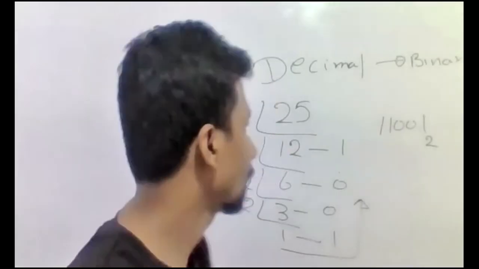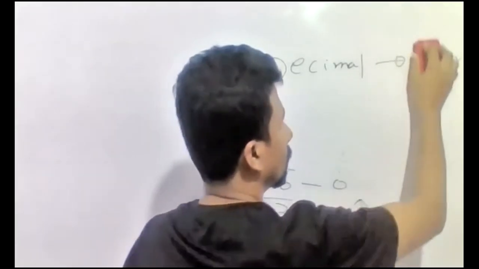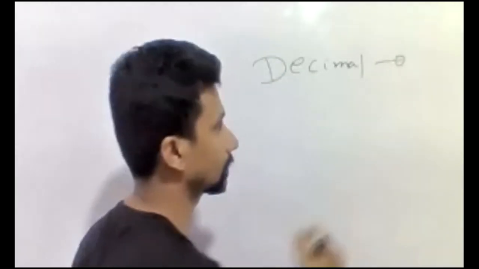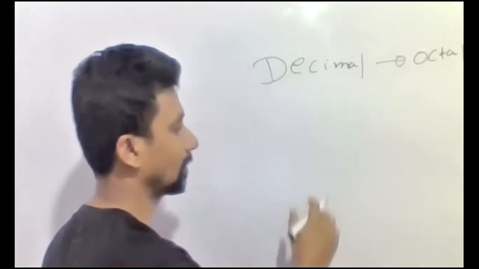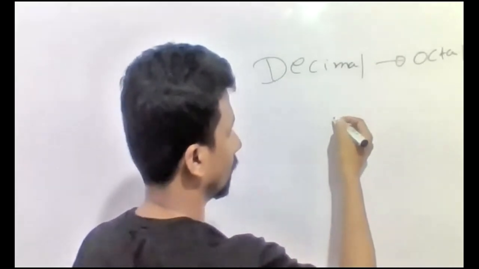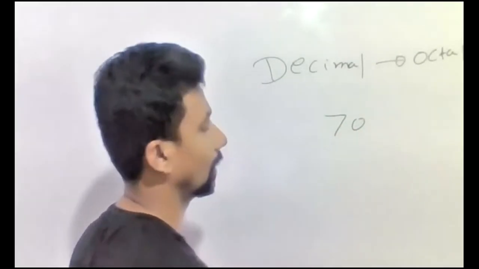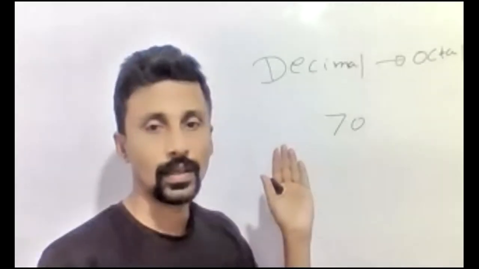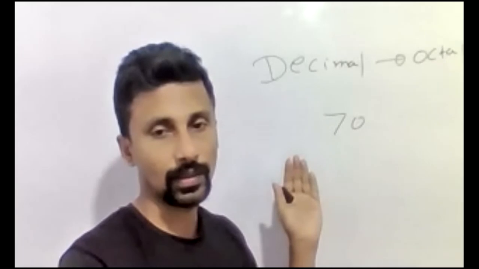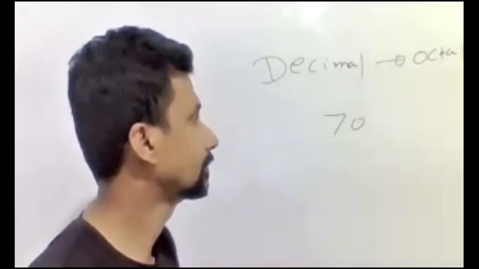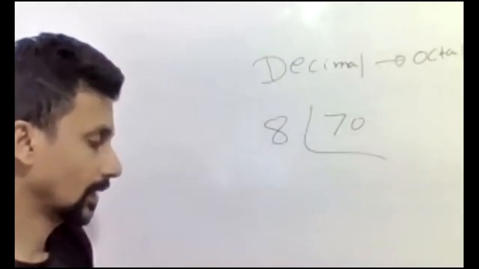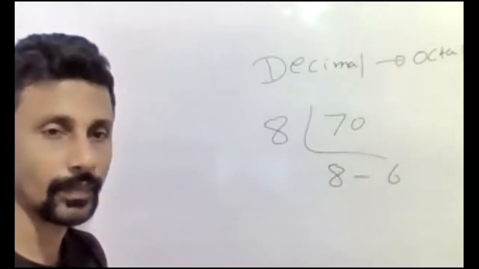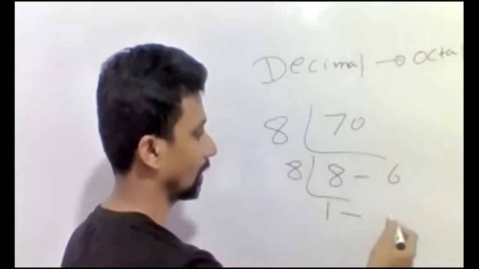Decimal to octal. If you get a decimal value, say 70, what you have to do is divide by 8. Earlier we divided by 2; now we have to divide by 8. 70 divided by 8: 8 into 8 is 64, so 6 will be remaining. Again 8 divided by 8 is 1, remaining is 0.